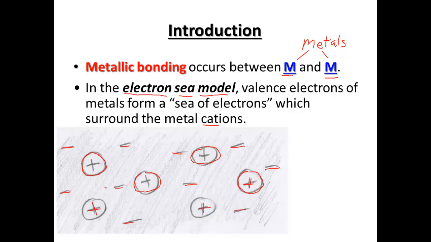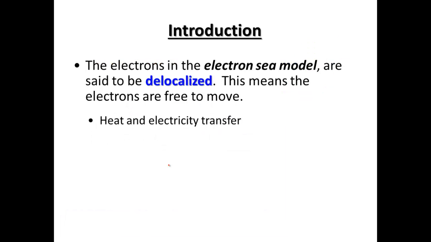Those valence or outer electrons are not stuck to just one atom. They are moving around between each, and that's what gives the unique physical properties of metallic bonding. So these electrons are said to be delocalized. The sea of electrons, those outer valence electrons for metallic bonding, are free to move. Delocalized means they're not stuck in one place. They're allowed to transfer heat and electricity due to this.